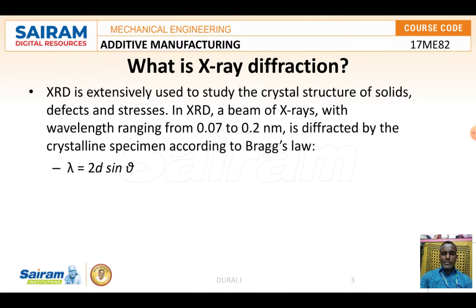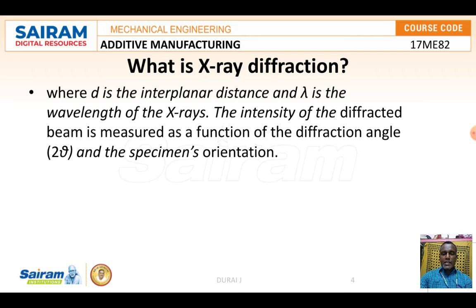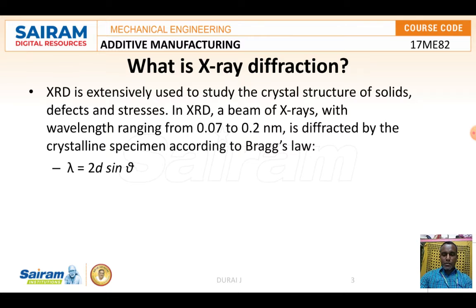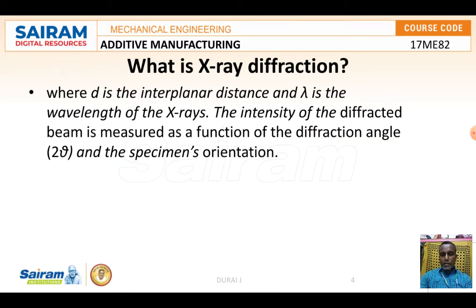The beam is diffracted by the crystallized specimen according to Bragg's law: n lambda equals 2d sin theta. Here d is the interplanar distance and lambda is the wavelength of the X-rays. The intensity of the diffracted beam is measured as a function of the diffraction angle 2 theta. Actually it is theta, not v, so 2d sin theta, and the angle is 2 theta.